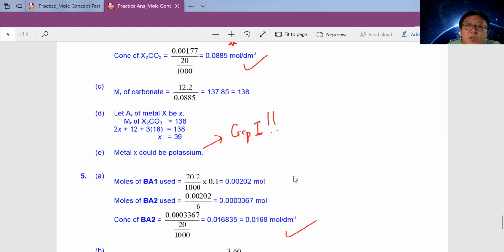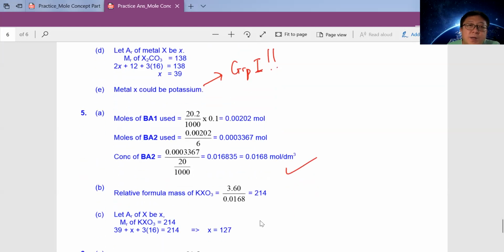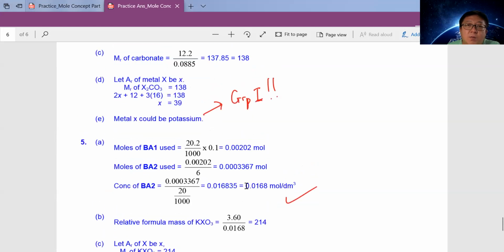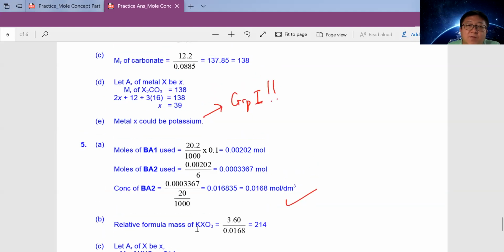Can you try later using my method also, other than this longer way of solving it, or a lot of conversion here. Okay, right, so for B, you solved it earlier. You have the number of moles, you have the mass. I can find the relative formula mass of XO3 minus is 214.